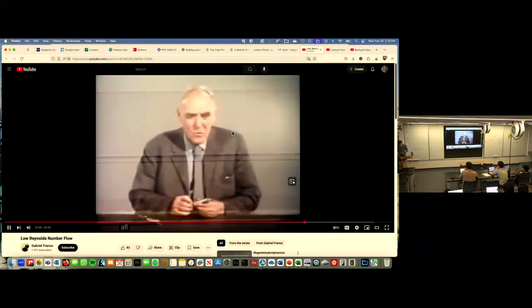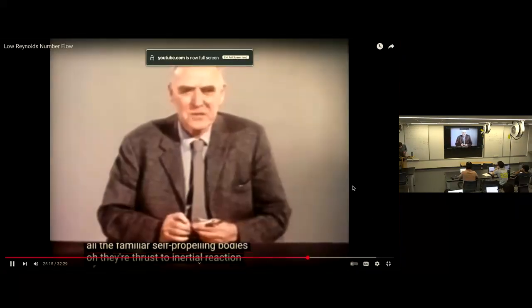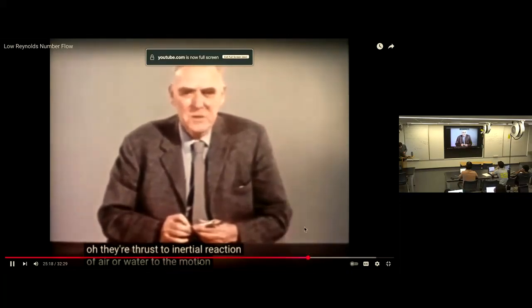With their self-propelling bodies owe their thrust to inertial reaction of air or water to the motion of their propelling mechanisms.